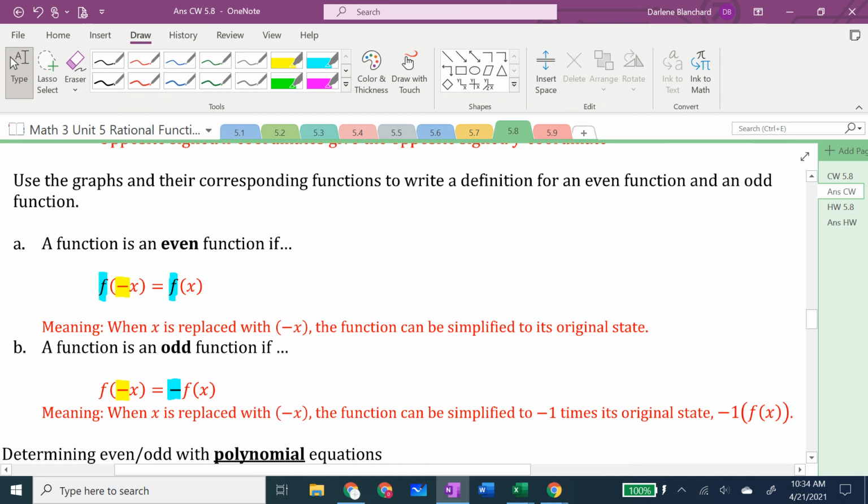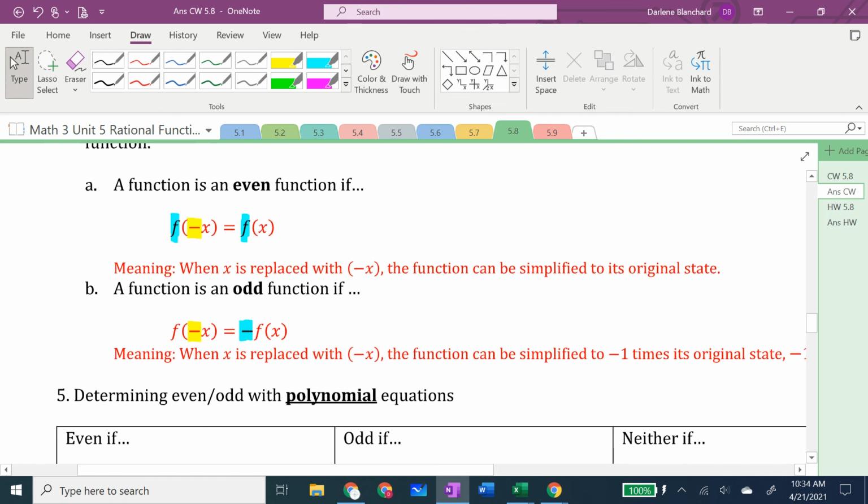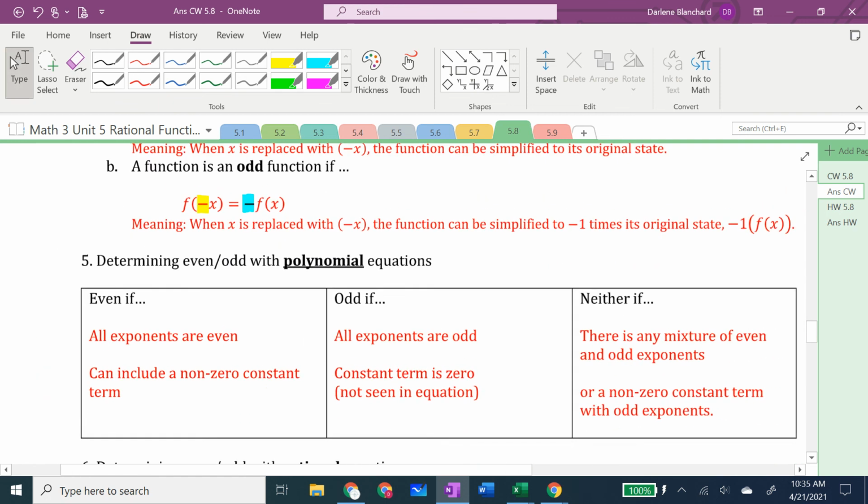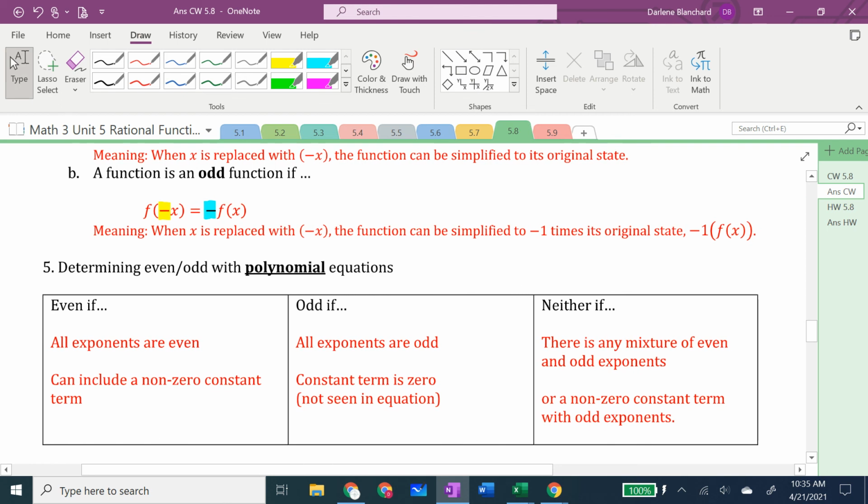Now, determining even, odd, as well as neither with polynomial equations. That needs to be mentioned. If all of the exponents that you see are even, you have an even polynomial. All exponents are even.